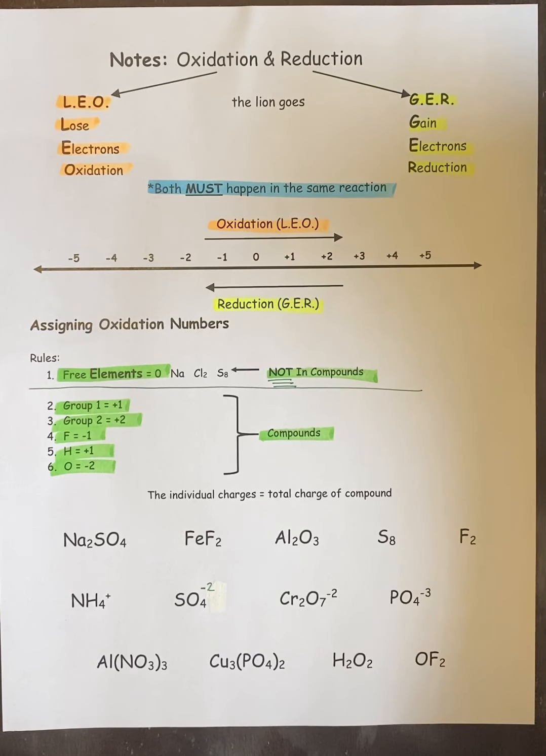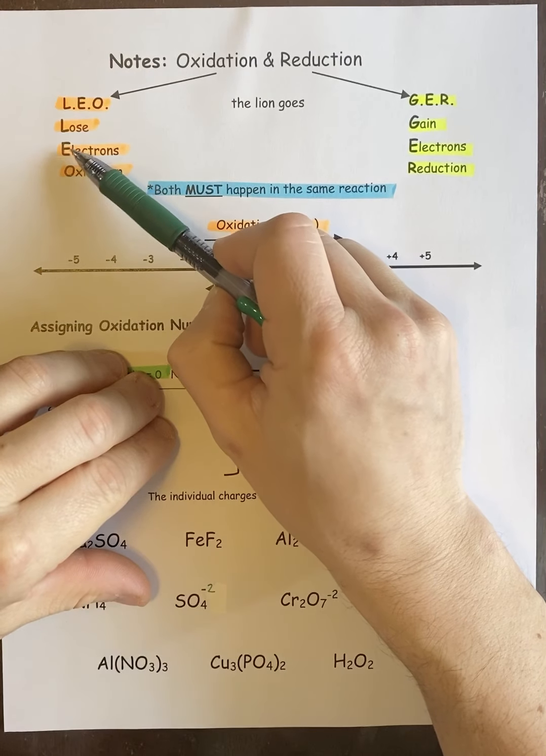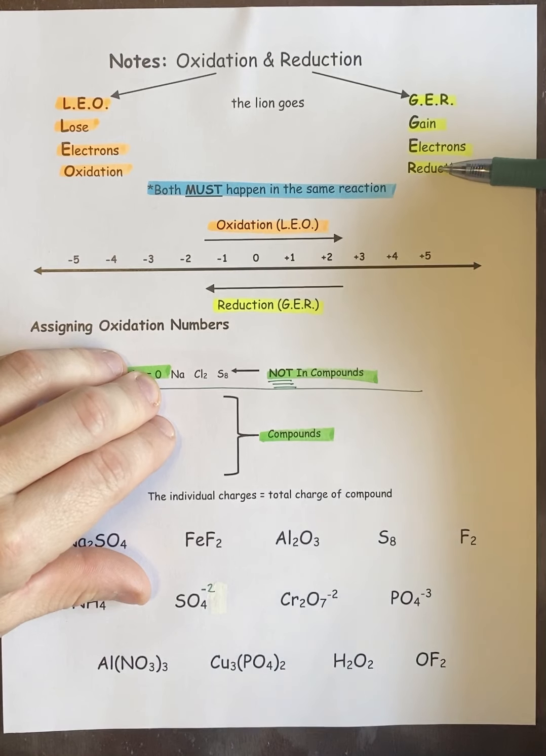Some people use OIL RIG. I like this one because we will learn another saying later on where we expand on the fact that the lion is a cat, and the sayings just kind of work together to help you remember how to do this stuff. But basically it's LEO, which stands for lose electrons oxidation, and GER, gain electrons reduction.